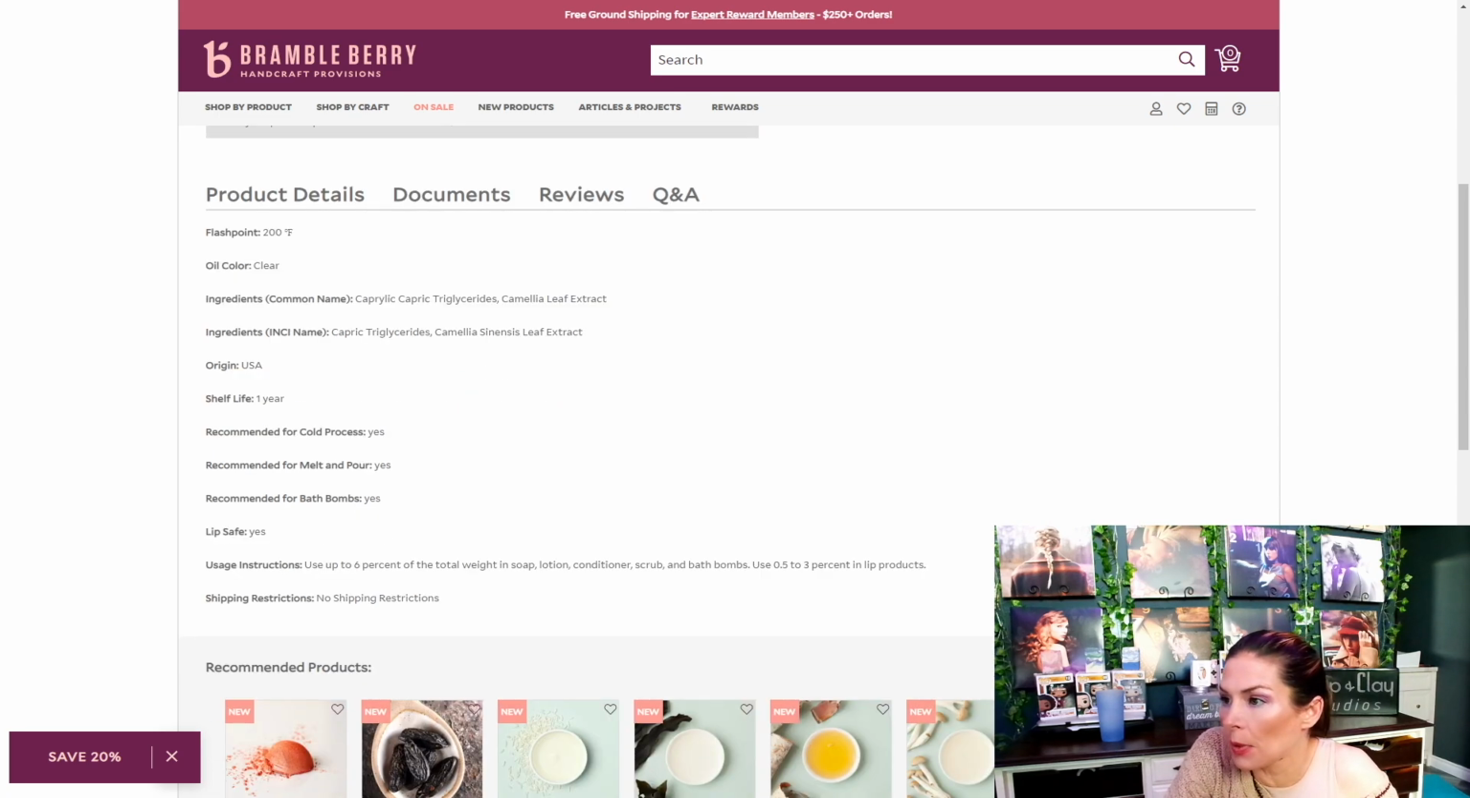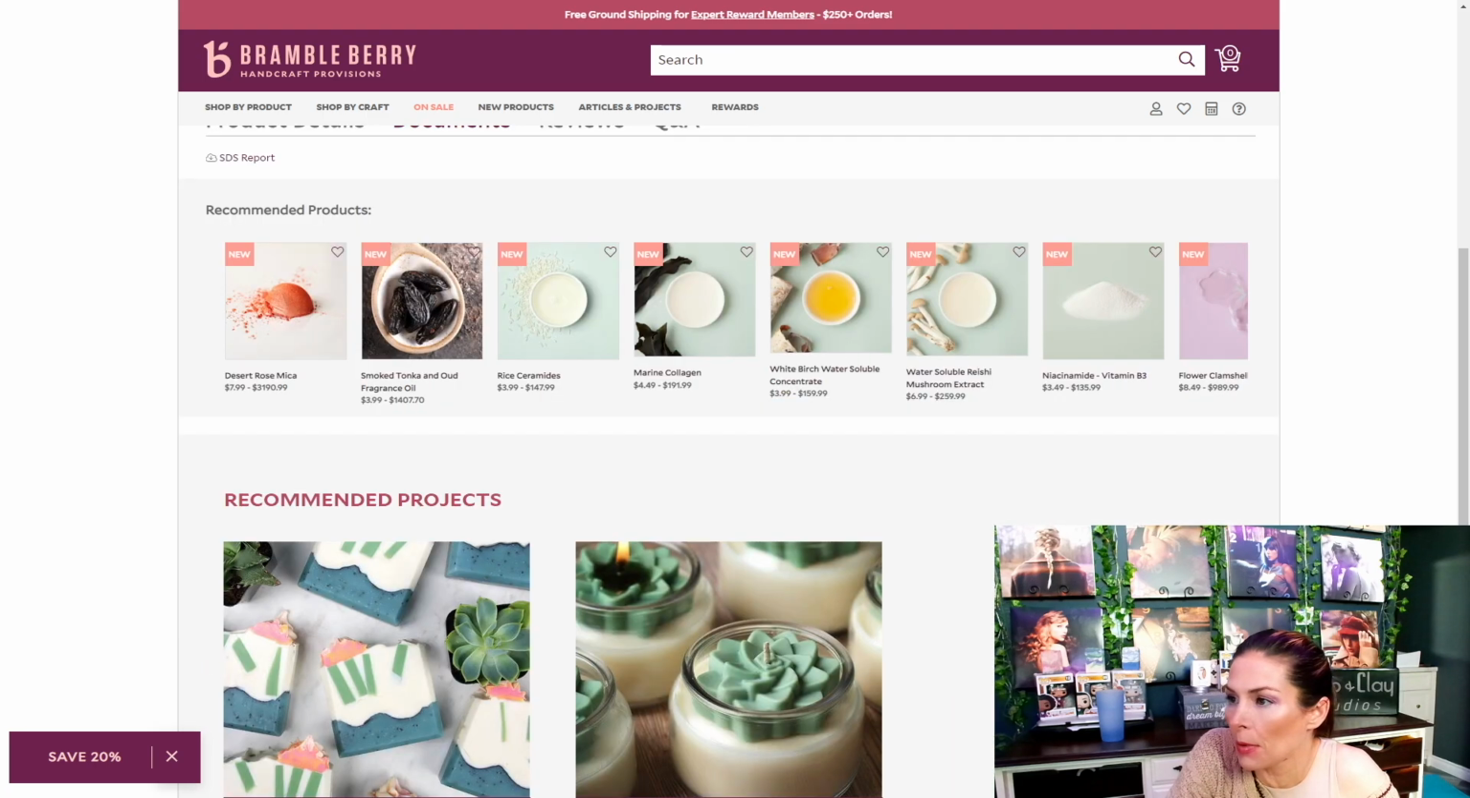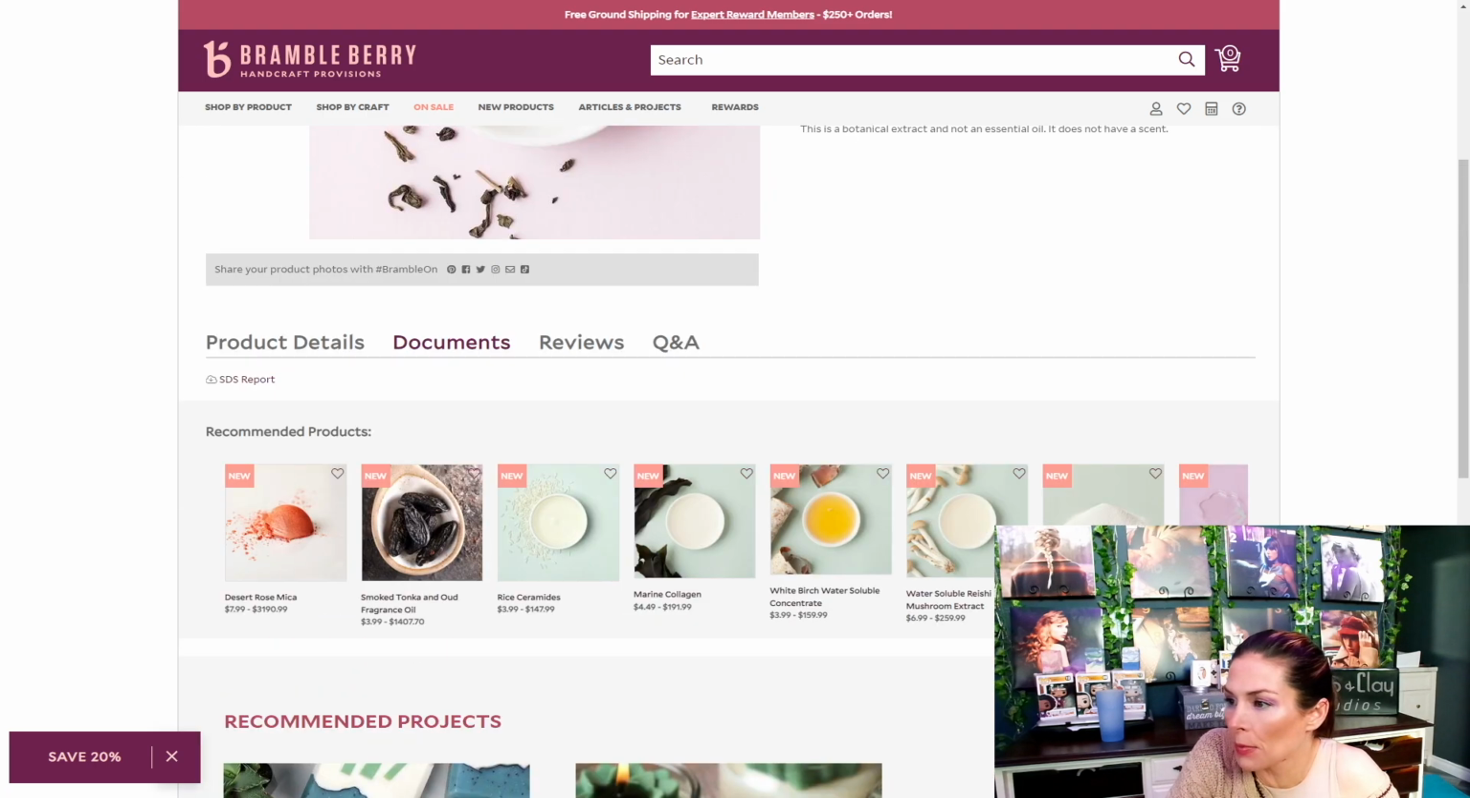Now, with this, as we can see, there's no other information. We've got usage instructions that says just a little. Just a little will do, just use a little. 1 to 6% of total weight. Okay, that's fun. That's great. I love that for me. How about some documents? Maybe we have some documents that have some sort of information. Let's check out your data reports.